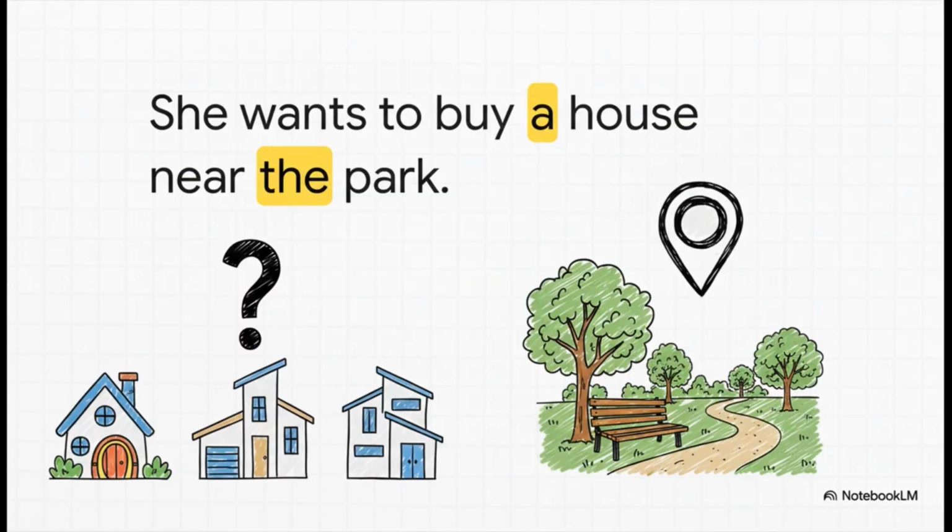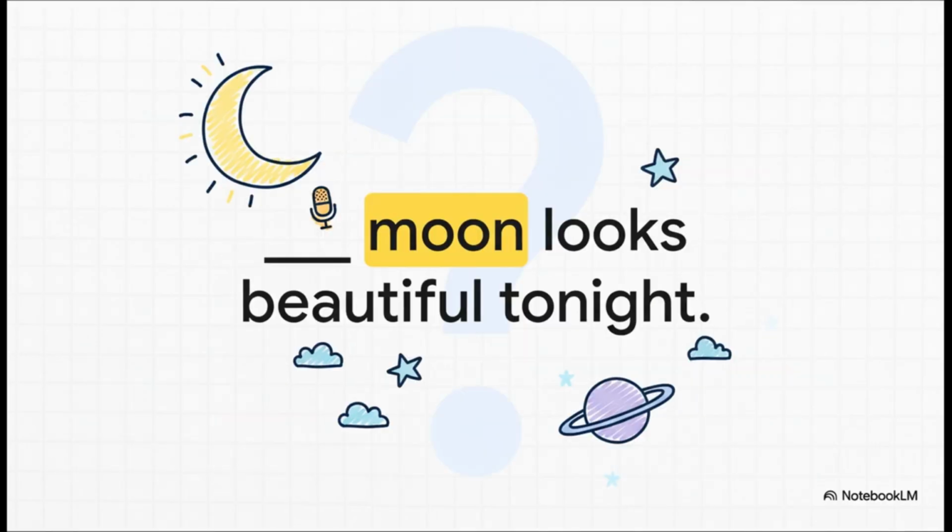And the correct answers are a and the. She wants to buy a house, any general house, near the park, a specific known park that we both know about. See how that works? One general, one specific.